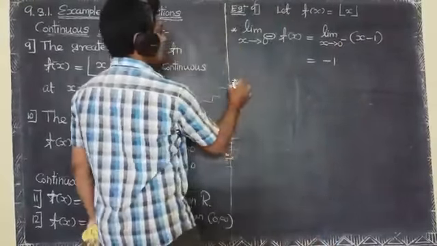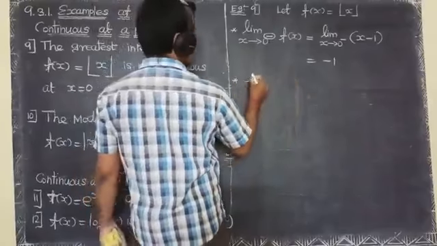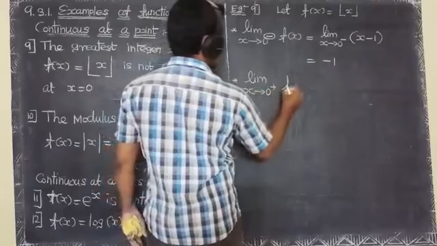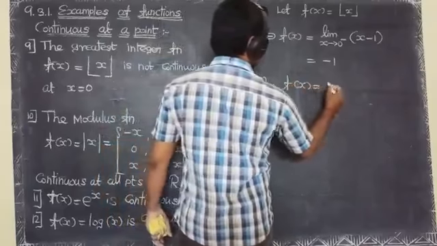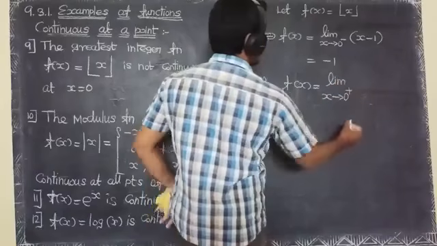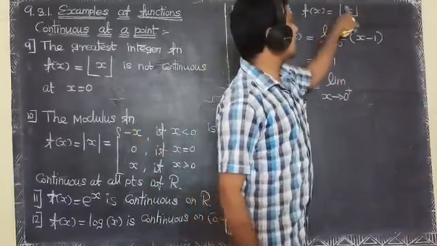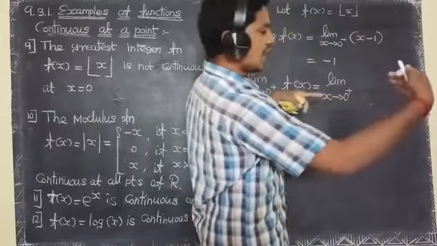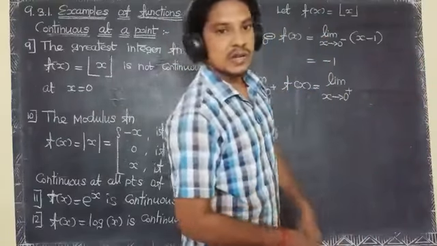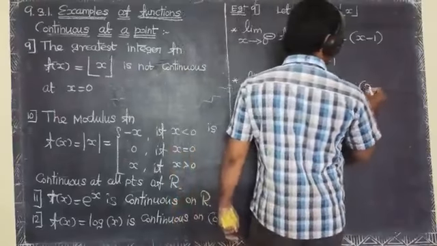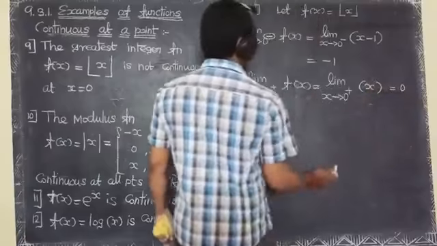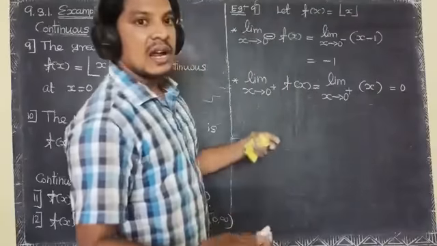To find the right-hand limit, that is limit x approaches 0 plus f of x, for the greatest integer function, right limit means we take the same function, that is x. Replace x equal to 0. Finally we get 0. The left-hand and right-hand limits are not equal.